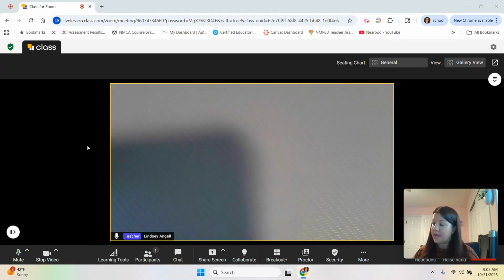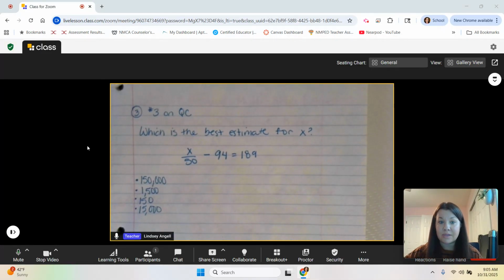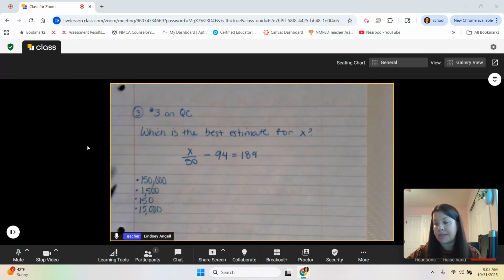Okay, number 3, final one, is number 3 on your quick check. Which is the best estimate for x? So on your quick check, that's a multiple choice question. So this is kind of what I was talking about, like focusing on that place value. One of these is going to be the best estimate, whereas the other ones don't make any sense. So let's figure out which one it is.